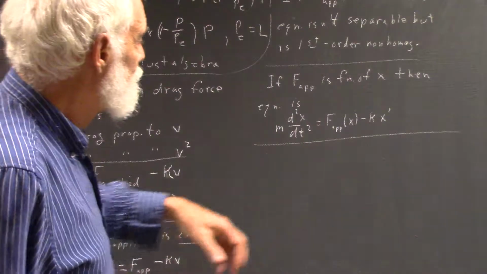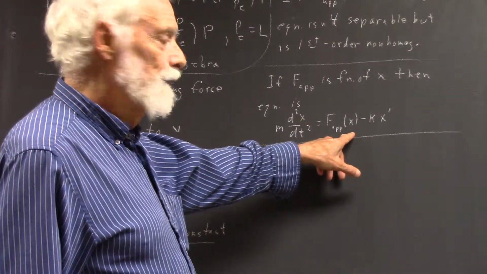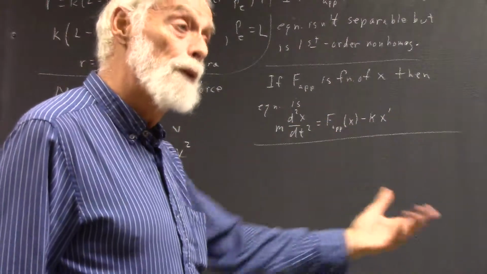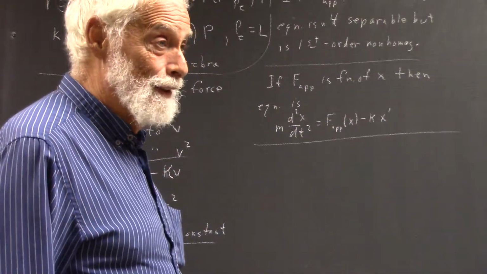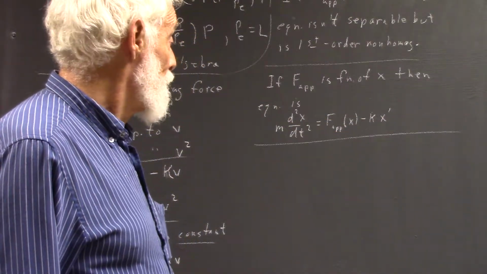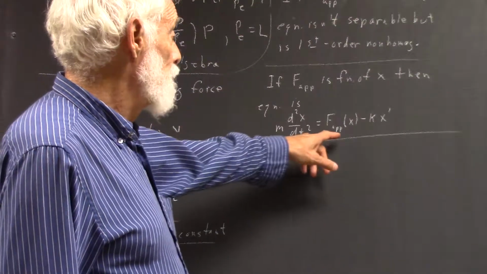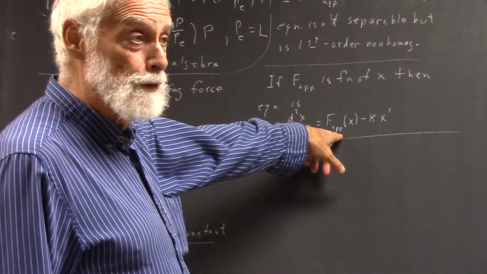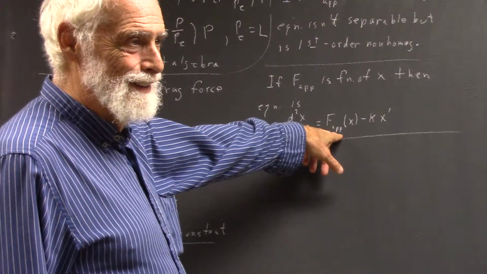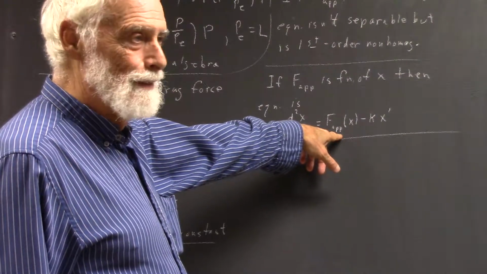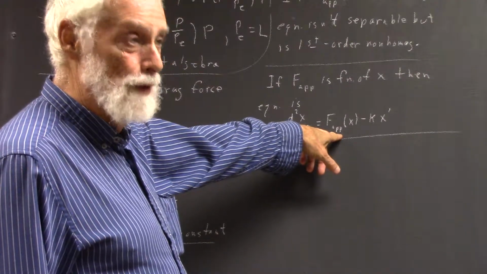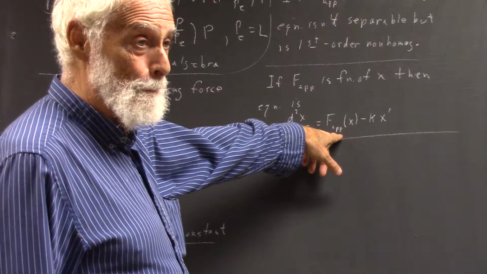if f applied of x is a multiple of x, because then it just becomes a second order with constant coefficients. Okay? If f applied was proportional to x squared or the reciprocal of x squared, like for gravity, well, we'll see how to deal with that, but it's not going to work out with anything you know at this point, okay?